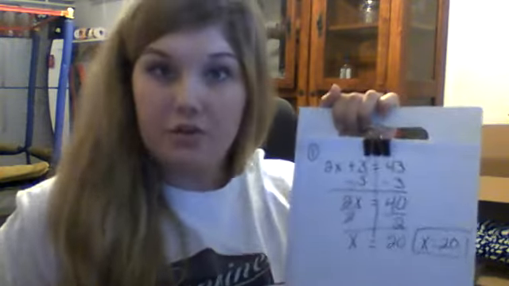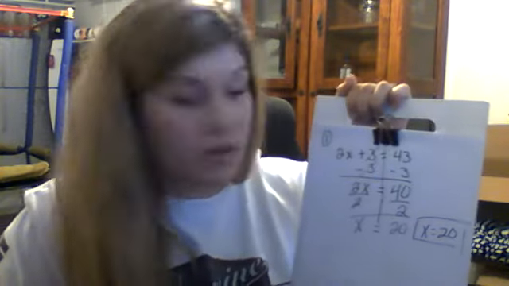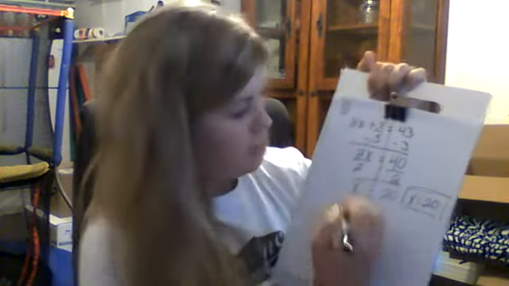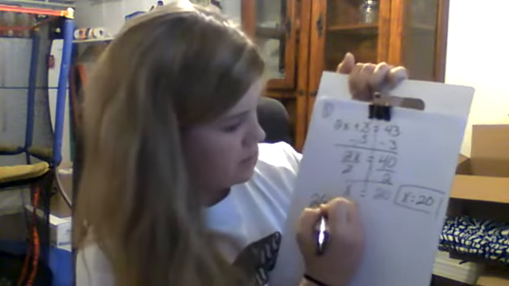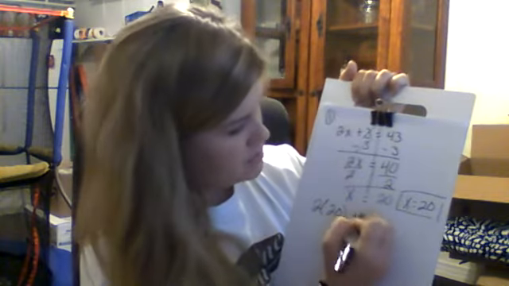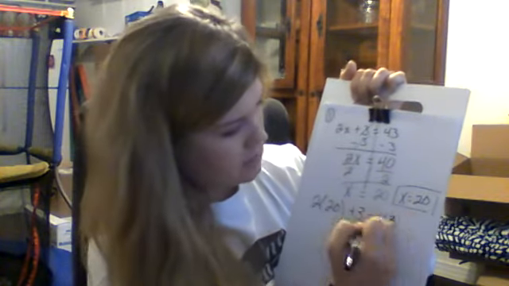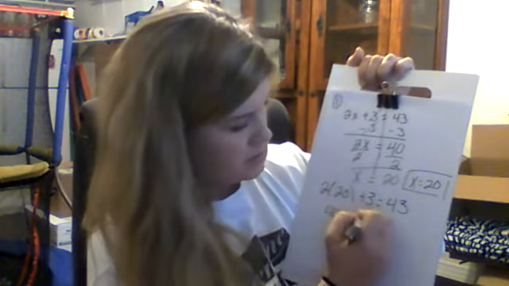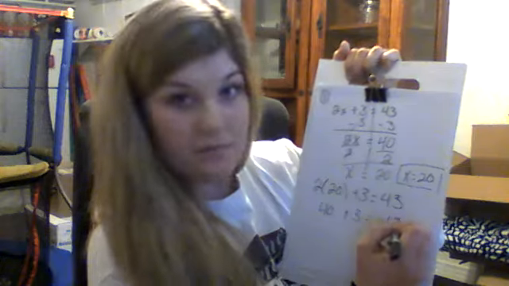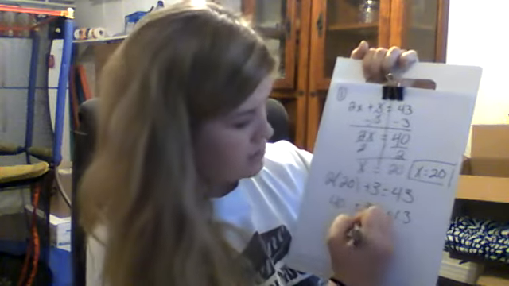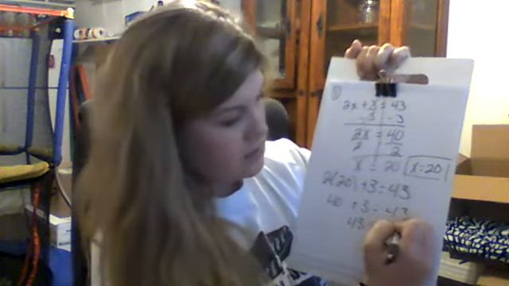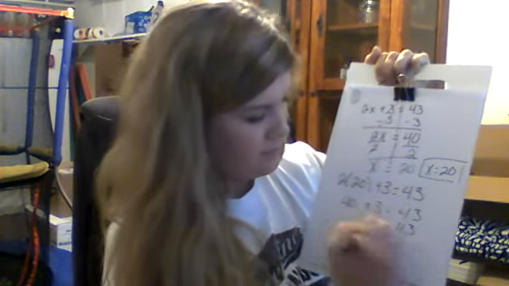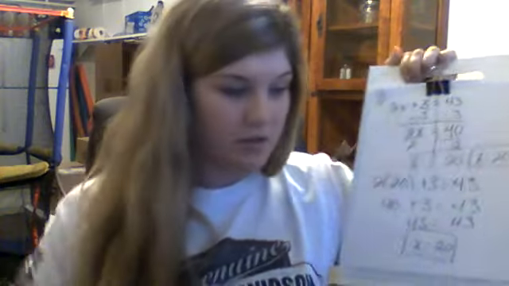Now, before you conclude that you have the right answer, you need to go in and plug in 20 for x to double check your work. So you have 2 times 20 plus 3 equals 43. So 2 times 20 is 40, plus 3 equals 43. And then 40 plus 3 is 43, and 43 does equal 43. So x does equal 20. So that's how we check our work.